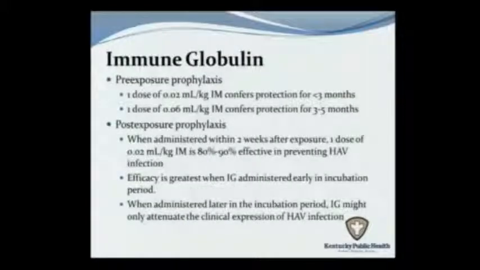So for pre-exposure prophylaxis with IG, use 1 dose of 0.02 mL per kilogram given IM, and that will confer protection for a little less than 3 months. And then a dose of 0.06 milliliters per kilogram confers protection for about 3 to 5 months. And then for post-exposure prophylaxis, when administered within 2 weeks after exposure, 1 dose of 0.02 milliliters per kilogram is about 80 to 90% effective in preventing HAV infection.